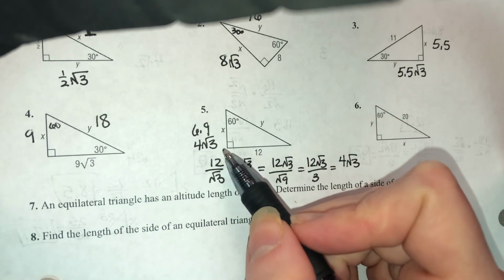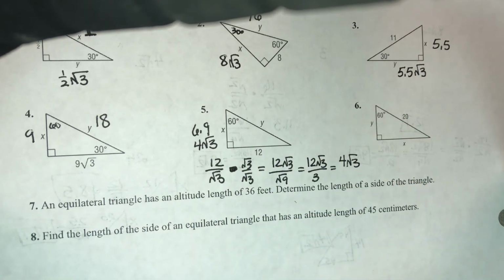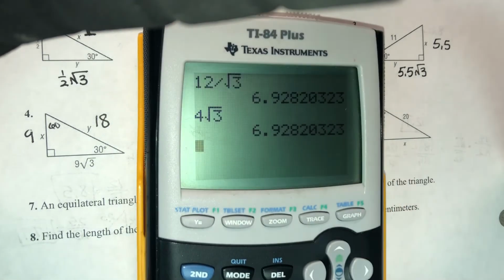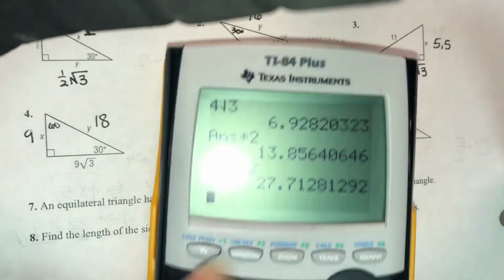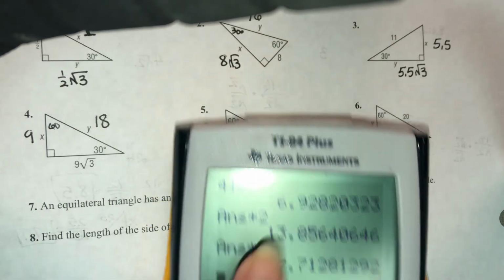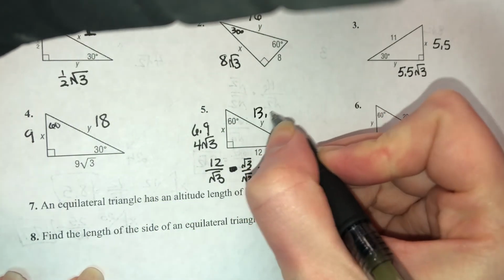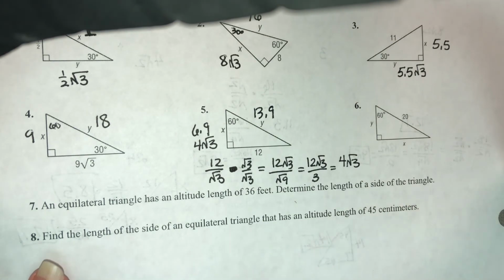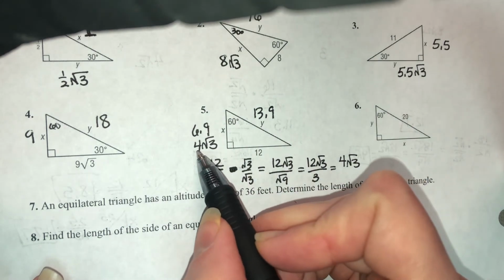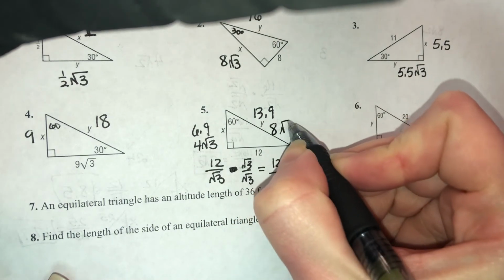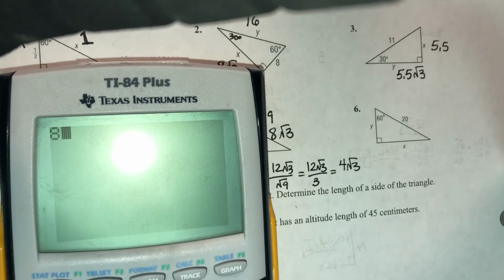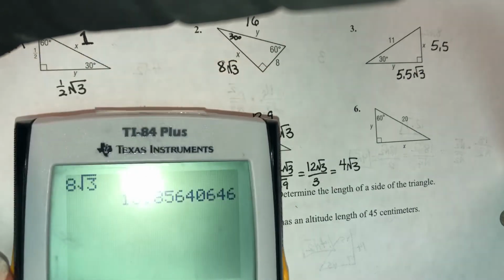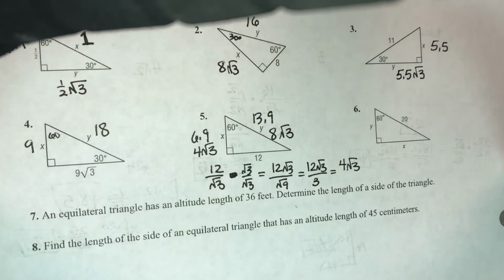Then we're going to multiply it times 2 to get the hypotenuse. So take my answer here, times 2. Oops, I hit it twice. 13.9 would be the length of the hypotenuse. That's 6.9 times 2. Or if I did 4 square root of 3 times 2, that'd be 8 square root of 3. And you can see if I do 8 square root of 3, that gives me 13.9 also. Same thing. Either answer is fine.